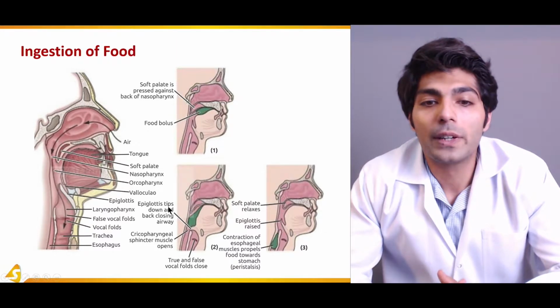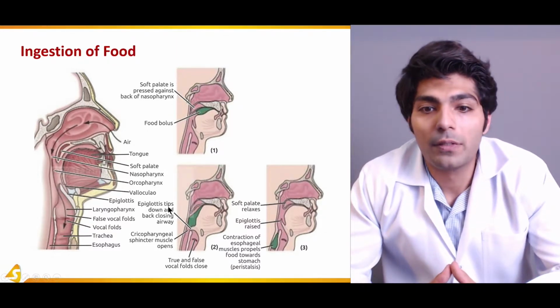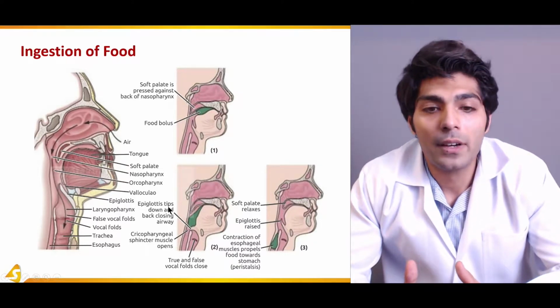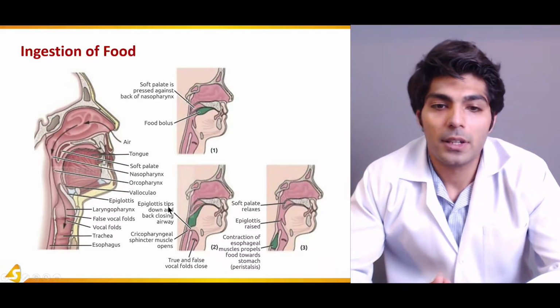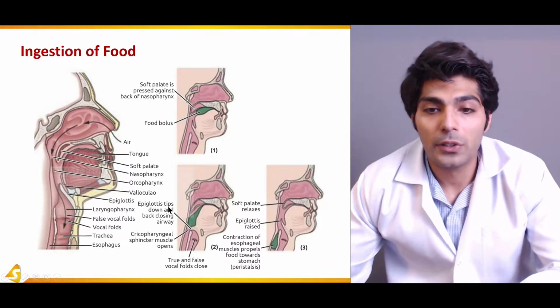The lower esophageal sphincter relaxes ahead of the peristaltic wave. It remains tonically constricted until the peristaltic wave passes down the esophagus. So this is deglutition, the swallowing process, the esophageal stage.